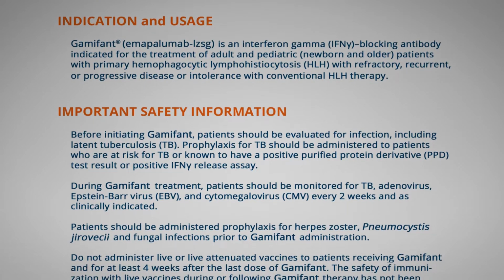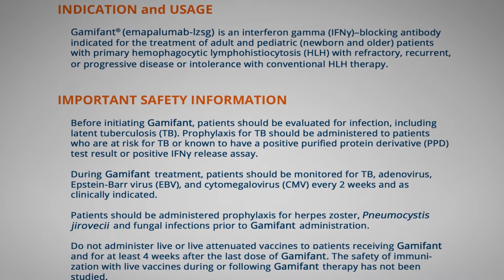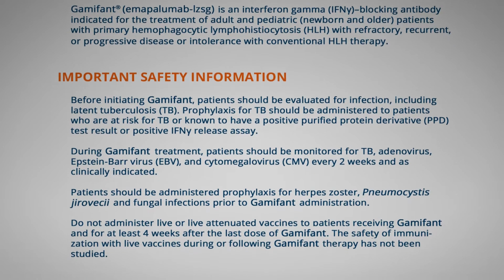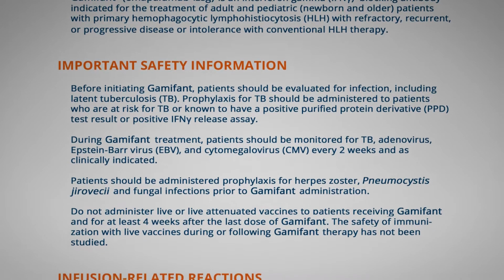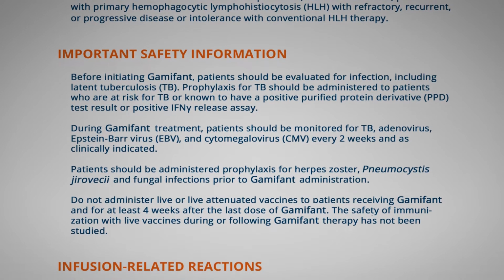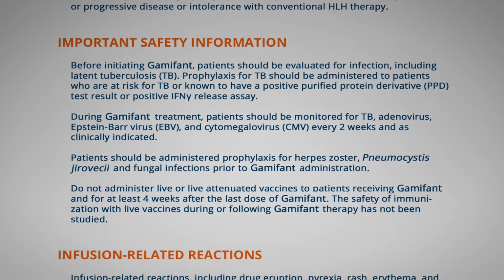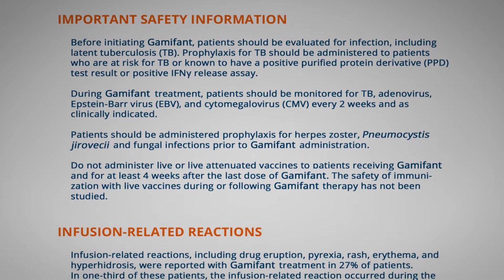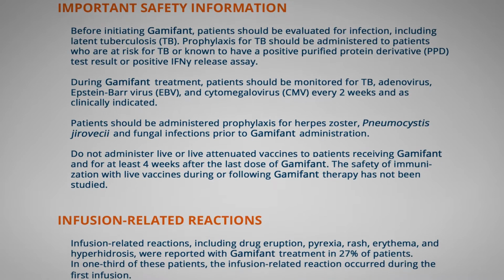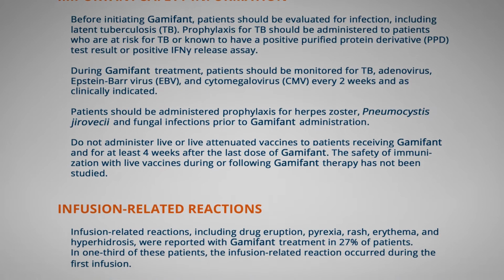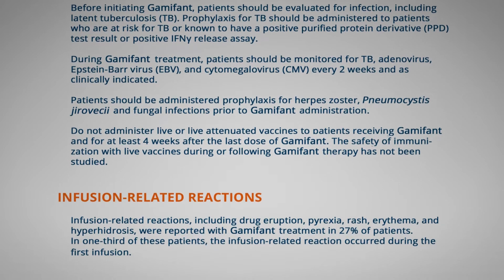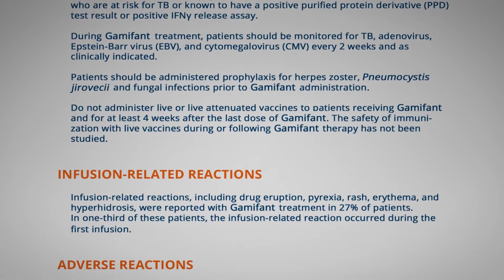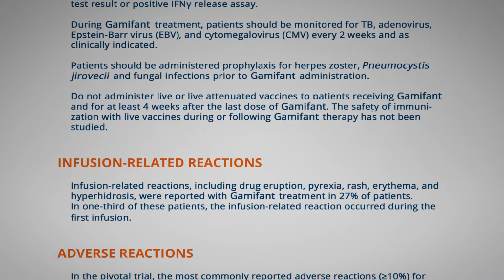Important safety information. Before initiating GAMIFANT, patients should be evaluated for infection, including latent tuberculosis, TB. Prophylaxis for TB should be administered to patients who are at risk for TB or known to have a positive purified protein derivative (PPD) test result or positive interferon gamma release assay. During GAMIFANT treatment, patients should be monitored for TB, adenovirus, Epstein-Barr virus (EBV), and cytomegalovirus (CMV) every 2 weeks and as clinically indicated. Patients should be administered prophylaxis for herpes zoster, pneumocystis jirovecii, and fungal infections prior to GAMIFANT administration.